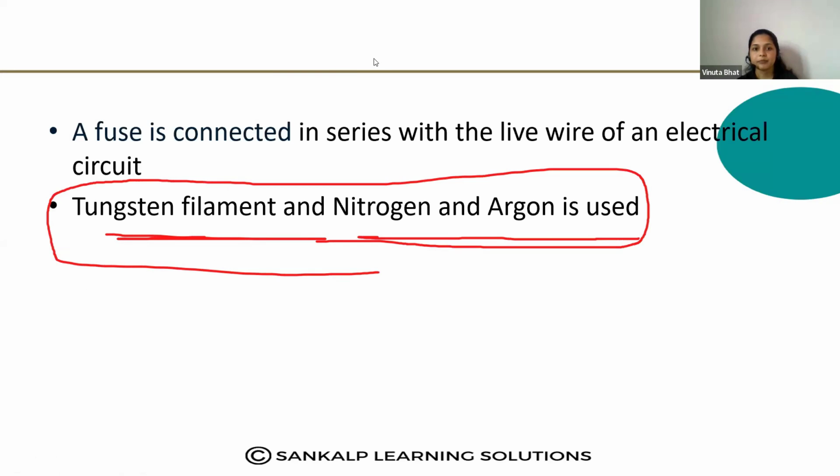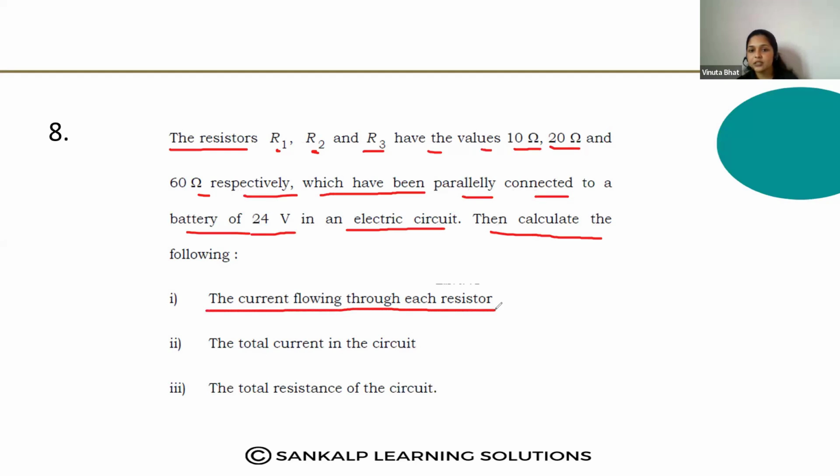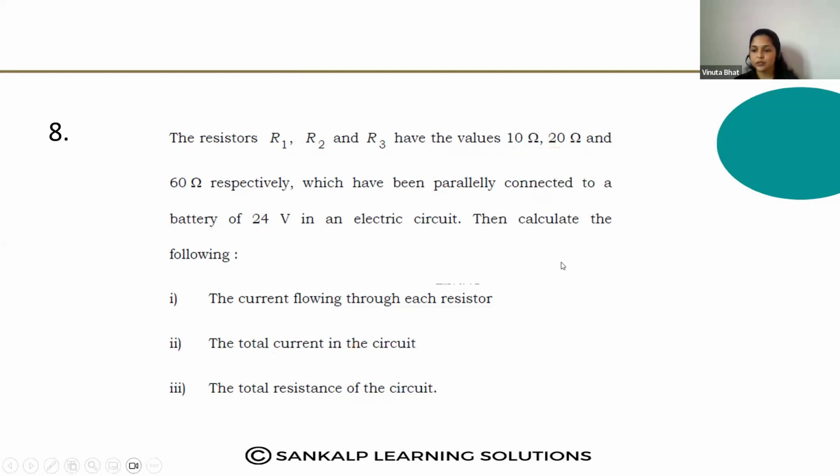Next question. The resistors R1, R2 and R3 have values 10 ohm, 20 ohm, 60 ohm respectively, which have been connected in parallel to a 24 volt battery in an electric circuit. Then calculate the following: the current flowing through each resistor, the total current in the circuit, and the total resistance of the circuit. Okay, so please note this question. After that, we are going to solve this question.